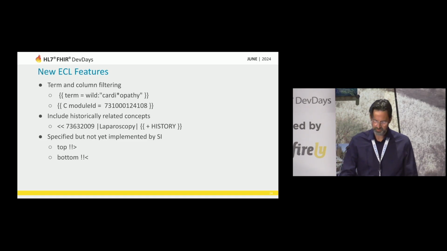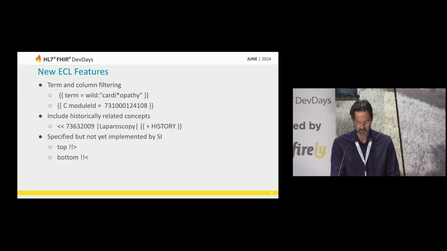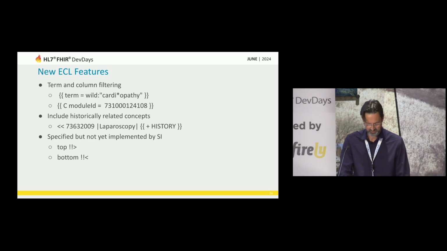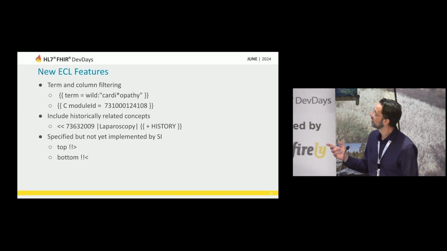So ECL now features a whole range of filters. You can filter on a concept's description or pretty much any property of a component, like its module ID or effective time. Something that's really useful when working with historical patient records, which might contain concepts which have since become inactivated, is we now have a mechanism for adding those back into your value set.